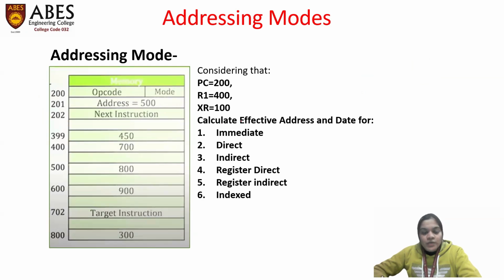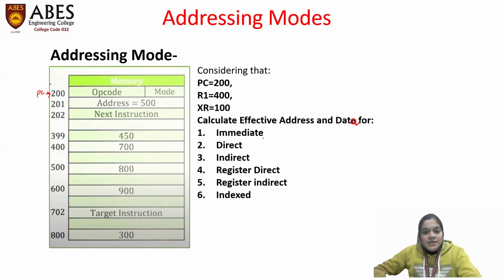Now, what we have to calculate over here is the effective address and data for the following addressing modes: immediate addressing, direct, indirect, register direct, register indirect, and indexed addressing mode. So now let's perform one by one. Program counter is initially at location 200. R1 is storing value 400 and index register value is 100.